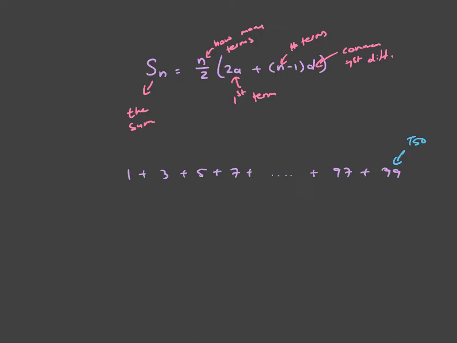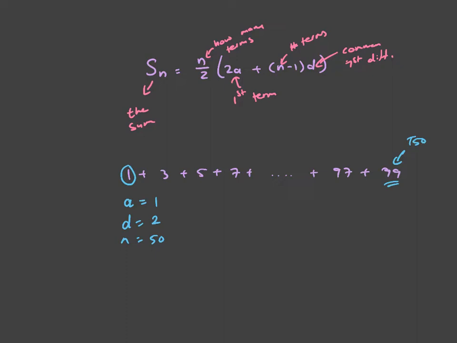So what do we have so far? The first term is equal to 1. We need the common difference, and the common difference here is 2. Then, what's quite cool, we need to know how many terms there are. So you just work out which term has a value of 99, and then you know how many terms there are in the sequence, and then you just substitute it in.